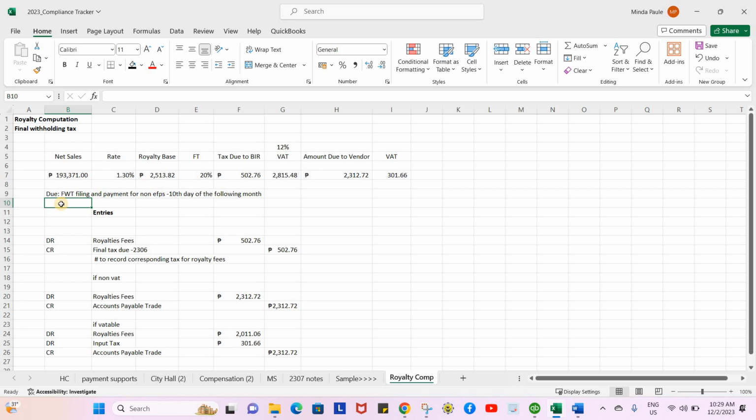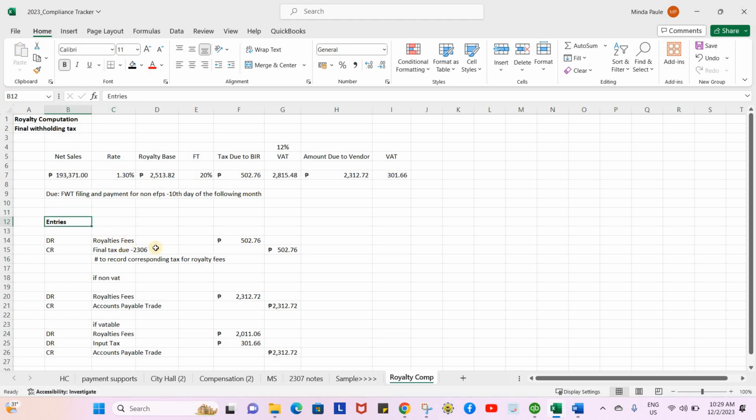Alright? So, here in this case, ito yung royalty base mo, multiplied by 20%, and the tax due is royalty base times 20%, D7 times E7, you get 500,276. So, sa libro mo, normally ito yun eh. You have to make your entries in the book, dapat alam mo rin siya.